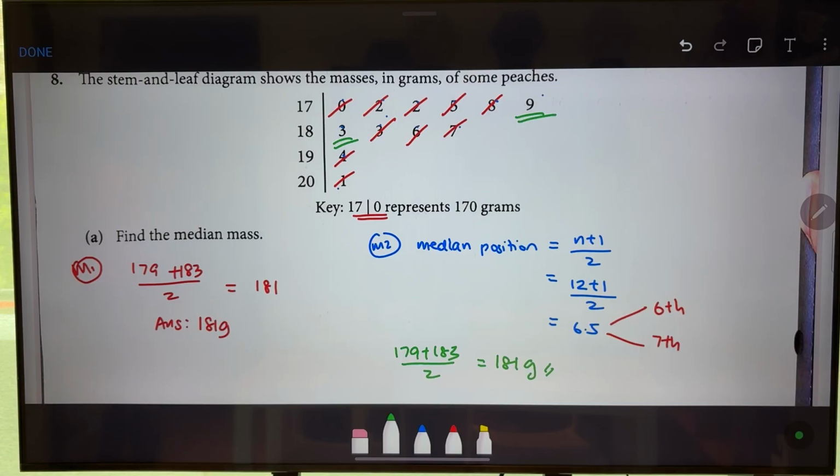So which one seems to work better for you? Method 1? Yeah, so if it's method 1, and the number of data is not very much, you can go with that. Yeah, okay, we'll move on.